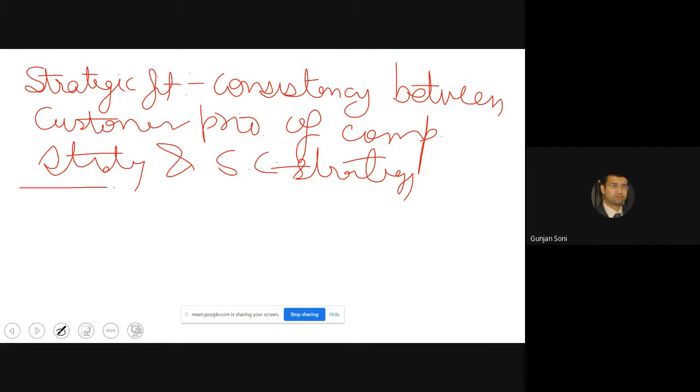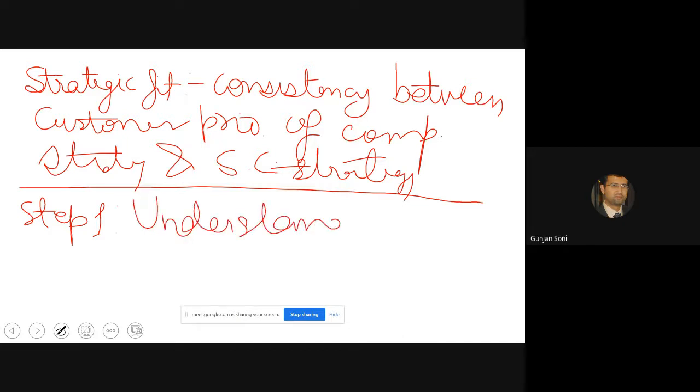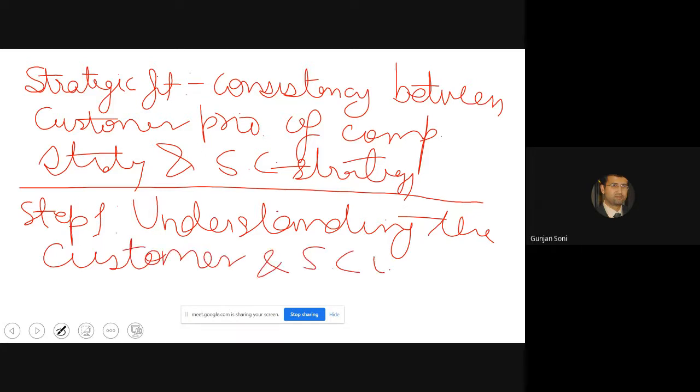So how do we achieve this strategic fit? What are the steps of achieving this strategic fit? Step one: understanding the customer and supply chain uncertainty. Understanding how much uncertainty is there because of the customer. If a customer is not sure, to what extent he is not sure about the product he wants to purchase, or what his requirements are, or how much uncertainty is there in the supply chain.